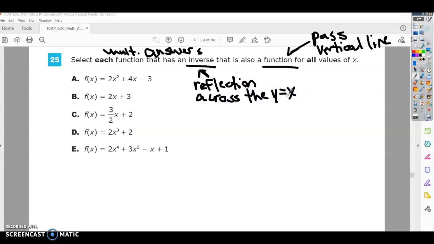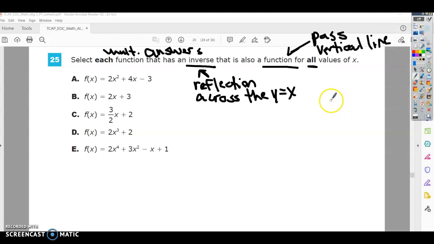So we're trying to make sense of what we have to do here. Select each function that has an inverse, which means it reflects across y equals x, that is also a function. So it has to pass the vertical line test for all values of x. You can solve each one of these for the inverse, but if you know your basic parent functions, you can very quickly generalize whether these are solutions or not.